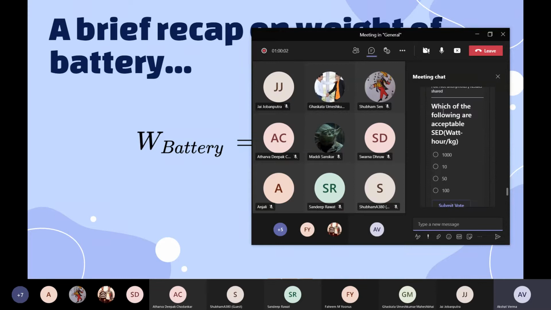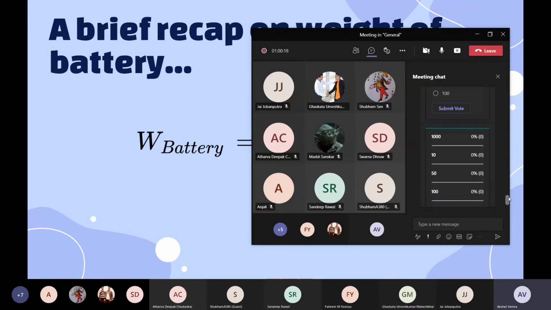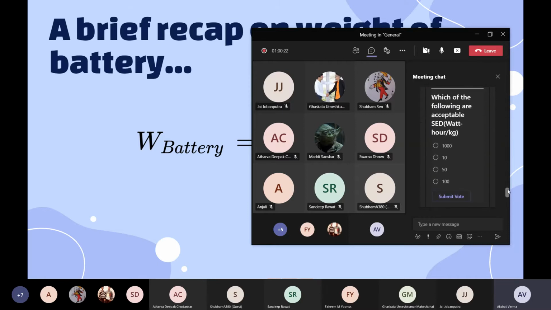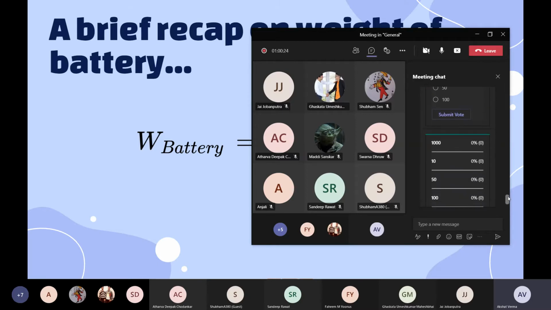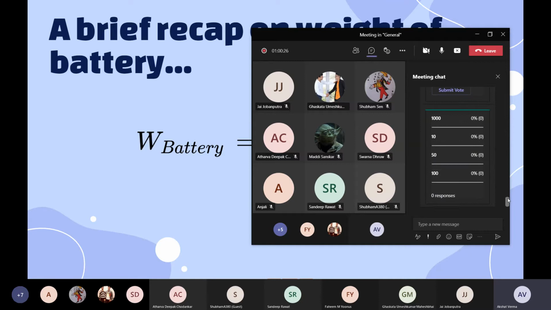I would like you to search it up: which of the following are acceptable values of SED, that is the specific energy density of a battery? Beware that it is written in the units watt hour per kg. So just search it up, guys, and let's see if you can get the correct, acceptable value for specific energy density. I'll wait for a bit here because you have to search it out.